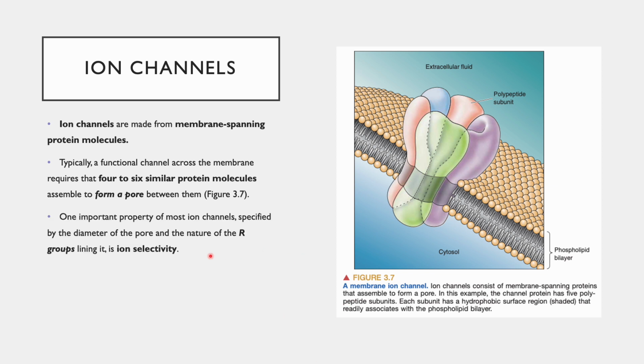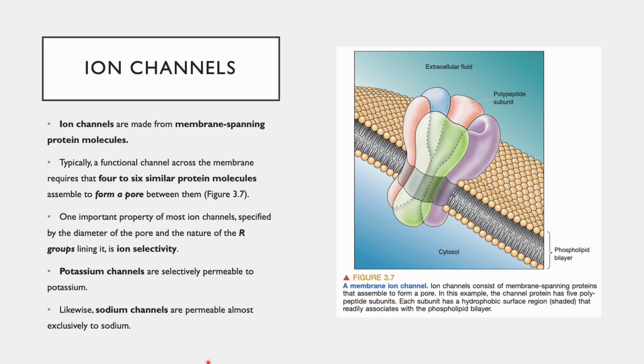And earlier we talked about how R groups or side chains help determine the structure or shape of a protein. They also help to determine the size or diameter of the pore. This helps a channel become selective to only one particular type of ion. It's important that these ion channels are selectively permeable to specific ions to help regulate homeostasis. Potassium channels are selectively permeable to potassium, and likewise sodium channels are permeable almost exclusively to sodium.